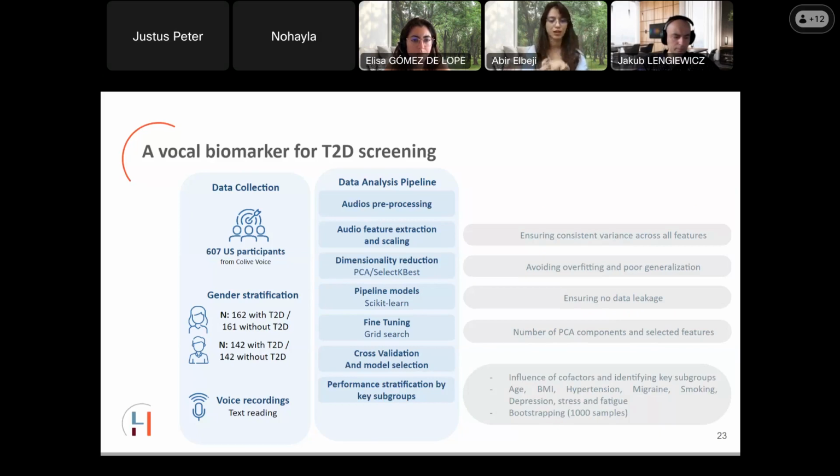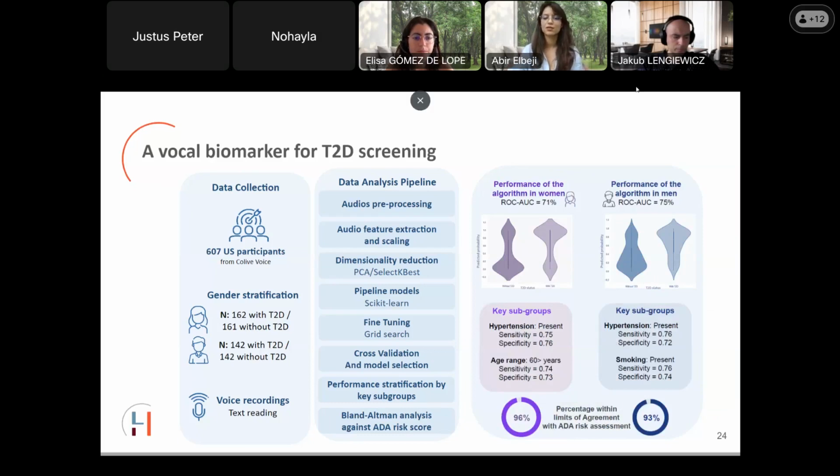And the most important part, at least for me, is that we performed a performance stratification by key subgroups. As I said earlier, type 2 diabetes comes along with comorbidities, demographics, and a lot of risk factors that can affect voice. So we wanted to see the influence of these key subgroups on the performance of the algorithm that is classifying type 2 diabetes status. And for this, we used a bootstrapping technique on 1,000 samples. Then, to benchmark the performance of the algorithms, we used Bland-Altman analysis to study the agreement between the new voice-based measurement against the other risk assessment.